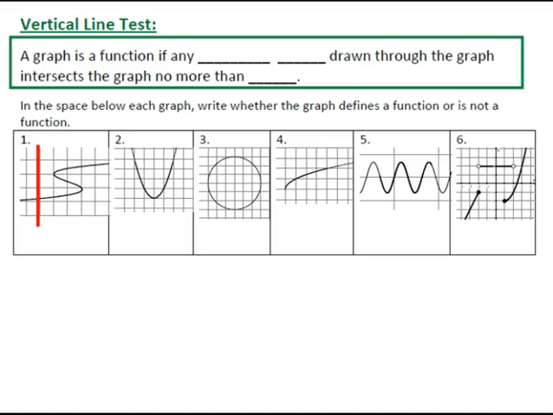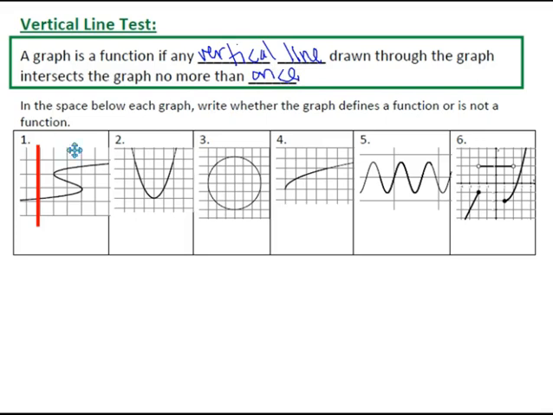Alright, last but not least, we're going to talk about the vertical line test, and I think we all know, or at least have heard about this before. A graph, when we're specifically talking about a picture, is a function if any vertical line drawn completely through the graph, not just in certain places, intersects the graph no more than once.